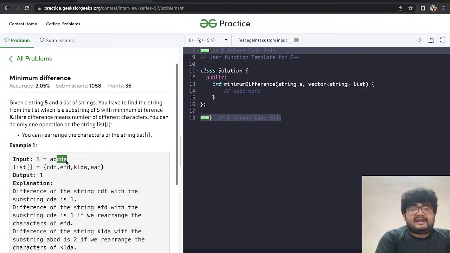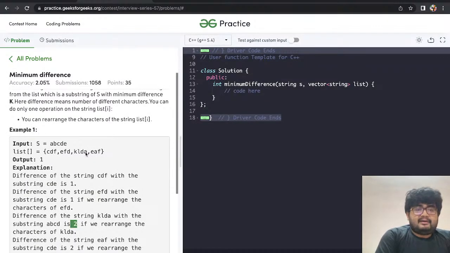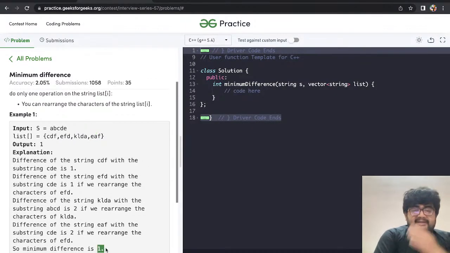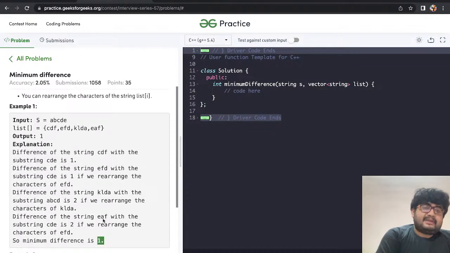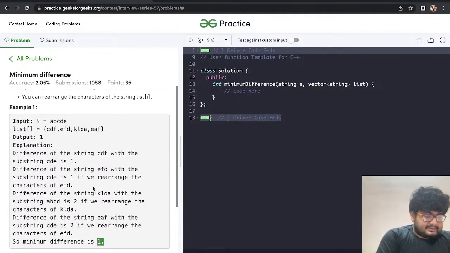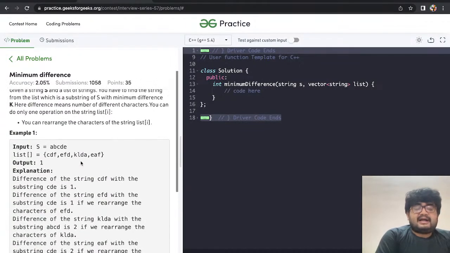So for CDF we'll compare with CDE, and this will be the minimum difference in the number of characters that is not common between them. F is not there and E is there, so the difference is 1. So for CDF and CDE it will be 1. Similarly for EFD and ABCDE, that will be 1. For KLDA it will be 2. So like that we'll see, and the minimum difference we get out of them is 1, so the answer will be 1.